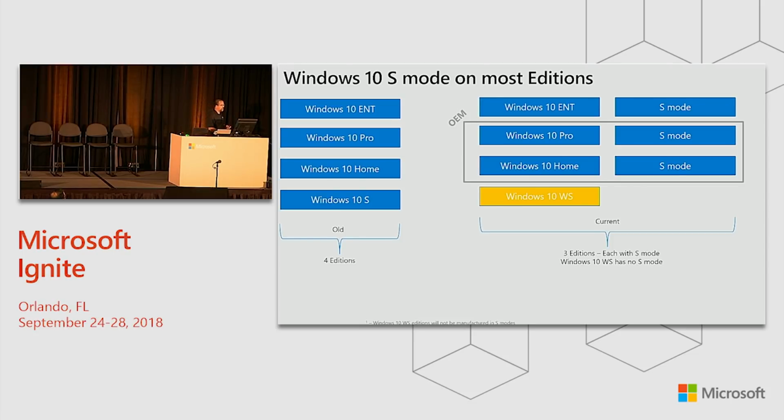Now, you can still switch out of S mode through the actual store as of 1803, whether it's a consumer or an actual commercial edition.